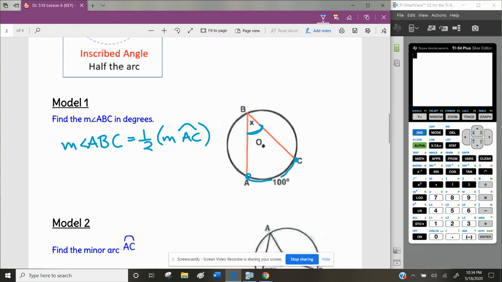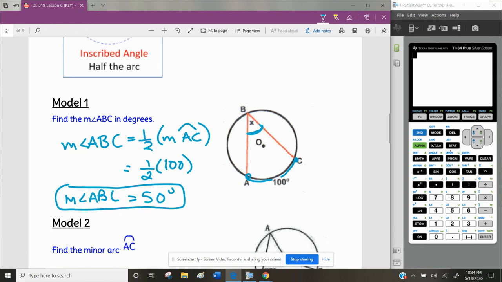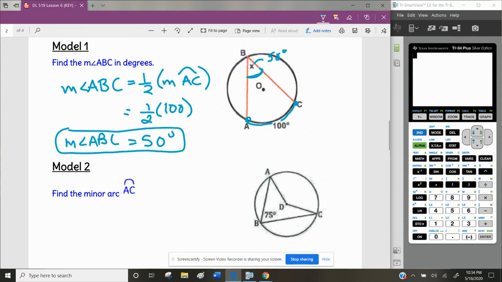We also know that a minor arc is typically labeled with 2 letters, where a major arc ABC would be 3 letters. Okay, so we're going to take half of 100, and that would be 50 degrees for the measure of angle ABC, right? Because it's an inscribed angle, it will be half the measure of the intercepted arc.